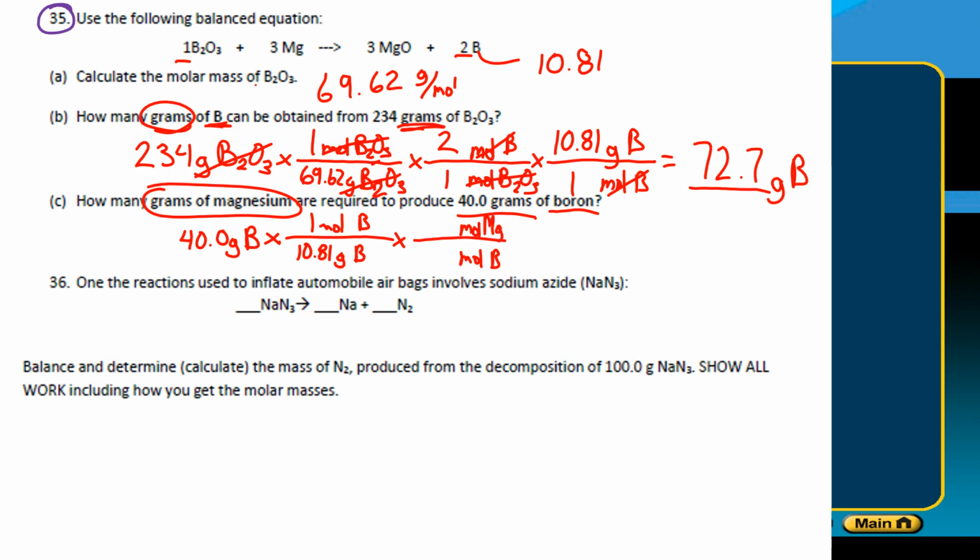Now I can go from mole of boron to mole of magnesium. And so I look at my reaction, it's 3 to 2. And then for every 1 mole of magnesium, I look at the periodic table, magnesium is 24.31. So what do we get for mass of magnesium here? Still should be 3 sig figs, 135.